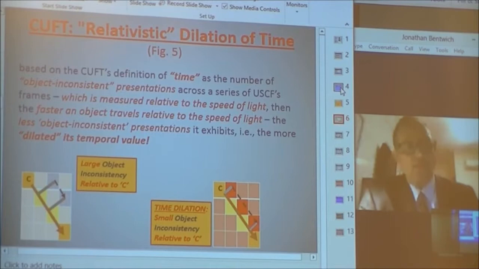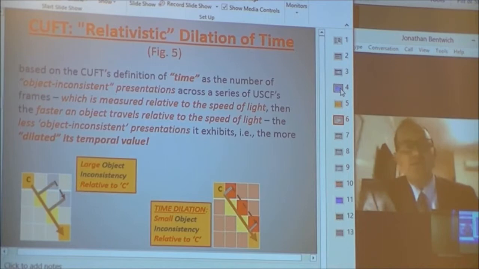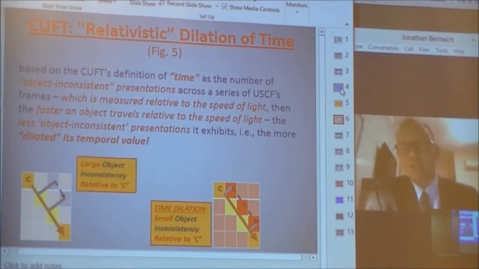Then, based on the definition of time as the number of object inconsistent presentations, where this is done relative to the speed of light, when you compare that to an object that travels very quickly, the idea is that that object has a relatively small object inconsistency relative to the speed of light, and therefore computationally, the universal computational principle would compute the time dilation for the object that is traveling very close to the speed of light. Next slide.